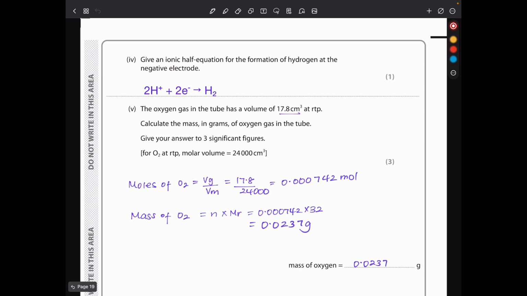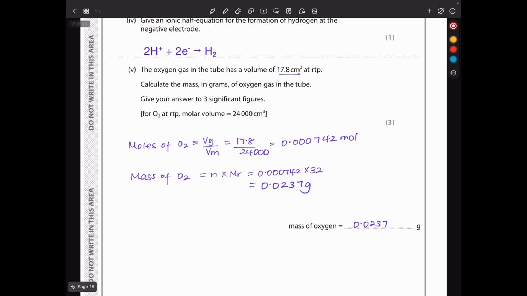At the negative electrode, the hydrogen ions approach and they receive electrons to become hydrogen gas. So this is how the equation will be. The oxygen gas in the tube has a volume of that at room temperature and pressure. Calculate the mass in grams of oxygen gas in the tube and give your answer to 3 significant figures.